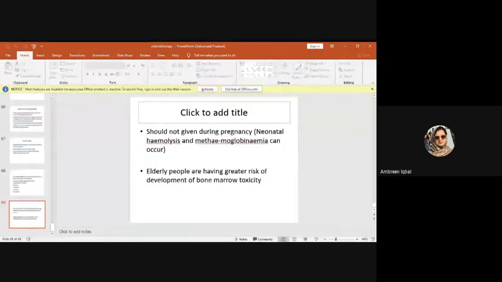So this was all about the basic principles of chemotherapy, then about sulfonamide, trimethoprim, and about cotrimoxazole.